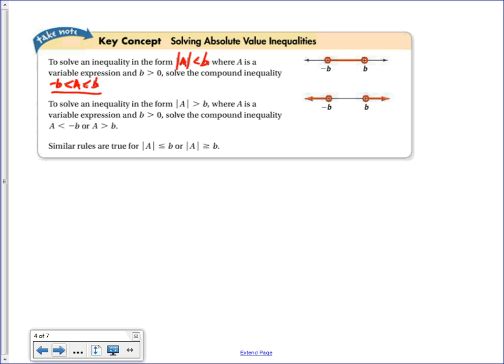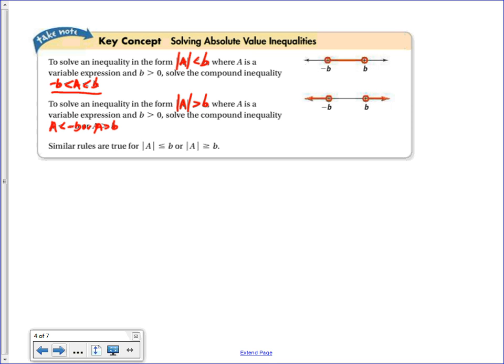The second piece of it says to solve an inequality in the form of the absolute value of a is now greater than b, where a is a variable expression and b is greater than 0, we want to solve the compound inequality. a is less than a negative b, or a is greater than a positive b.